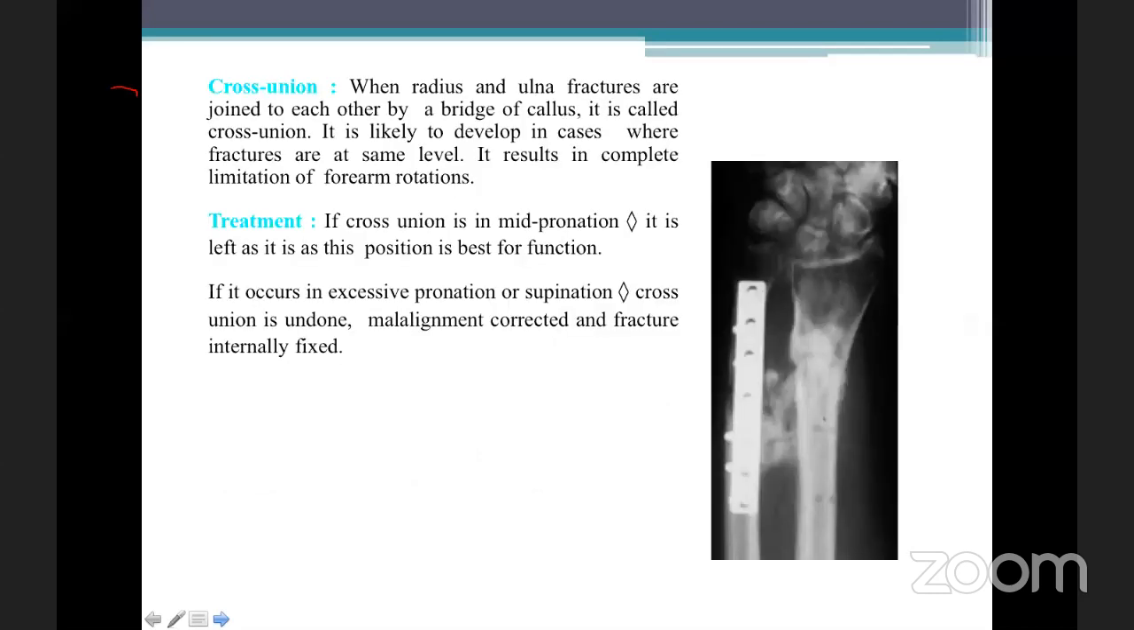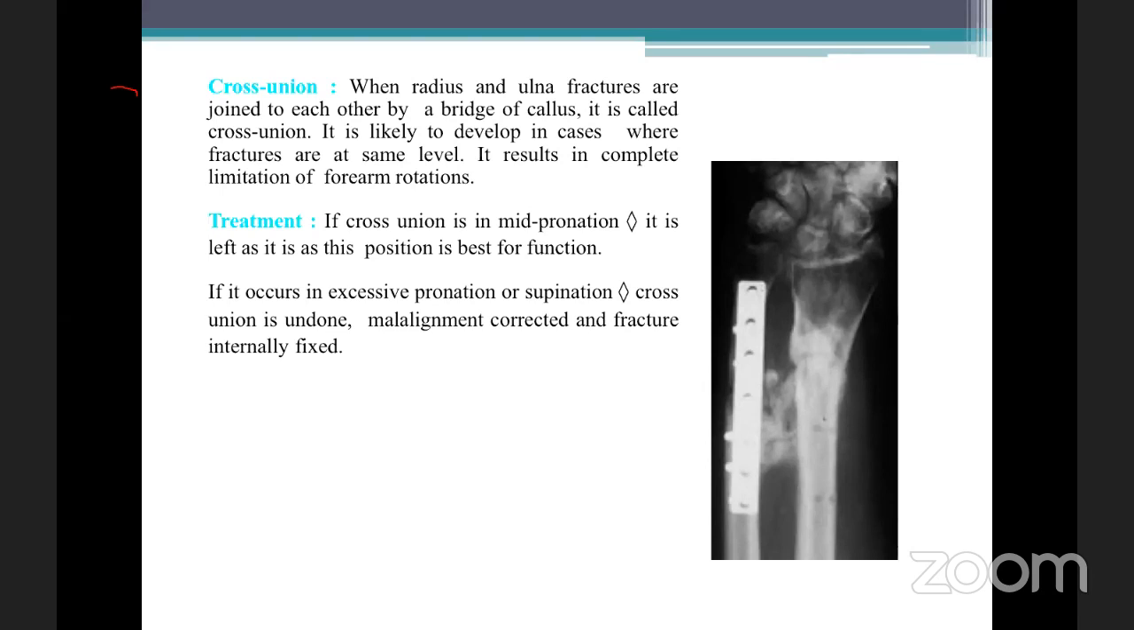Next is what is known as cross union. This is applicable for a paired bone like your tibia and fibula, or your radius and ulna in the forearm. Whatever fracture is there in one bone is going to seep through the interosseous membrane and bridge to the other bone, and can result in a reduction in supination and pronation. This reduction in movement is what is known as cross union. So basically you need to know what a cross union essentially is.